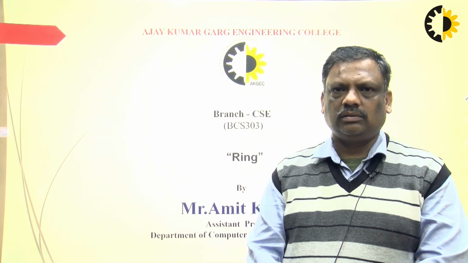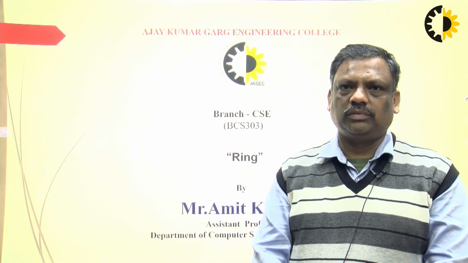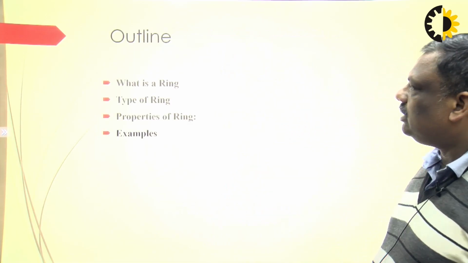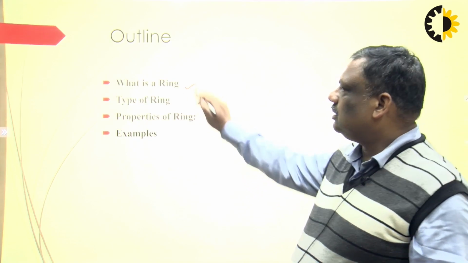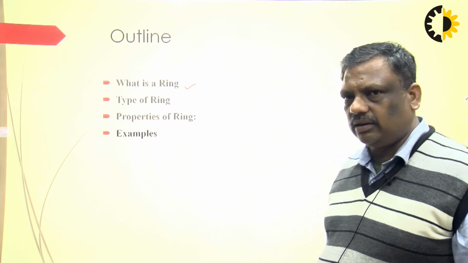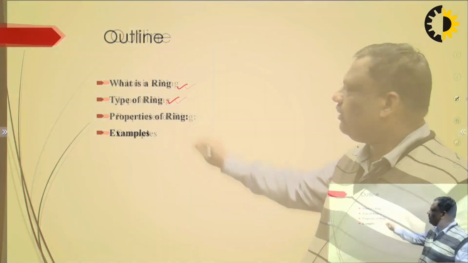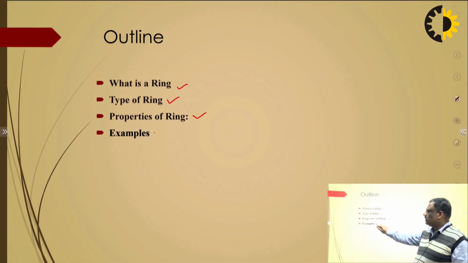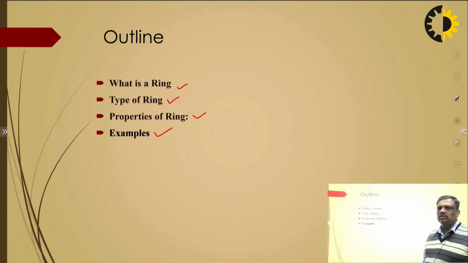In discrete mathematics, a very good topic is the ring. It is an algebraic structure. So today's topic is ring. One by one we will understand what a ring is, and in certain criteria we define a ring, the types of ring, then properties, and with the help of some examples we understand the term ring.